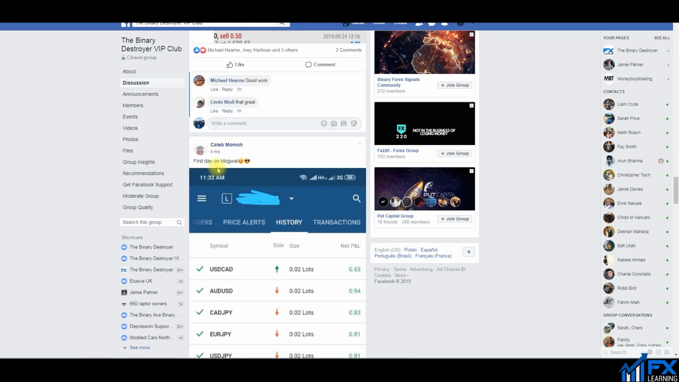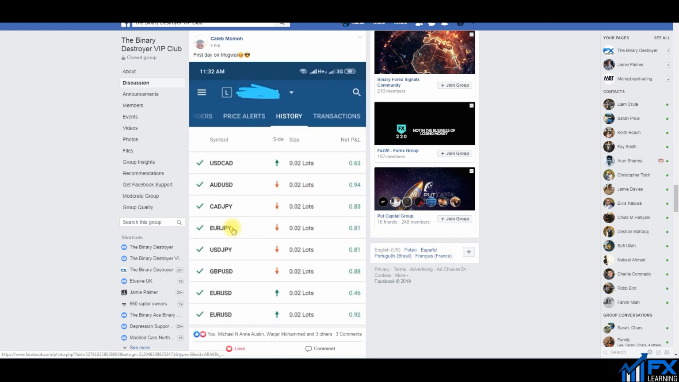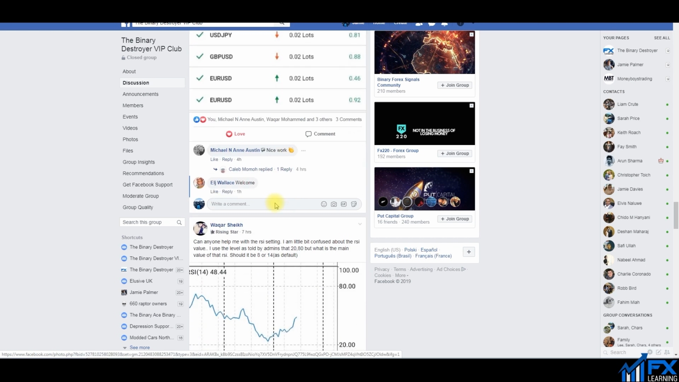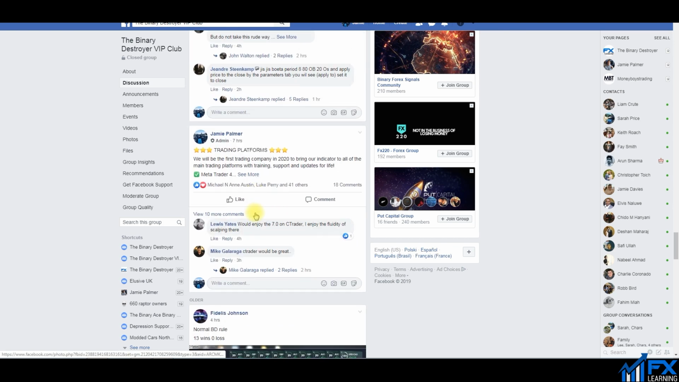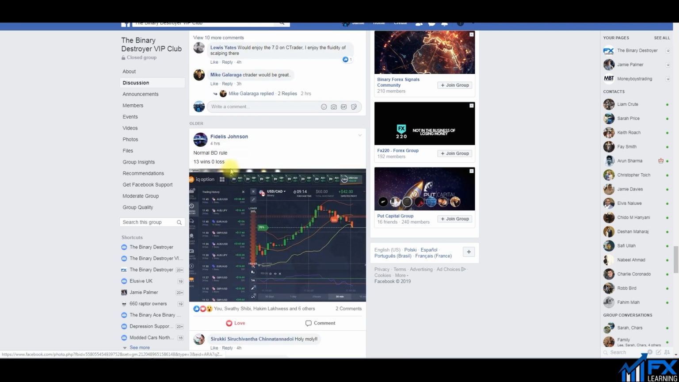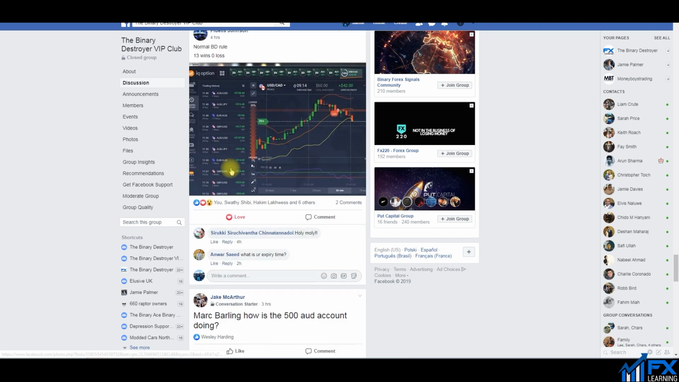First day on the, I'm not going to say it, I'll just call it the MOG strategy. First day using the MOG strategy here. More incredible results. More results. Normal BD rules. 13 wins, 0 losses.